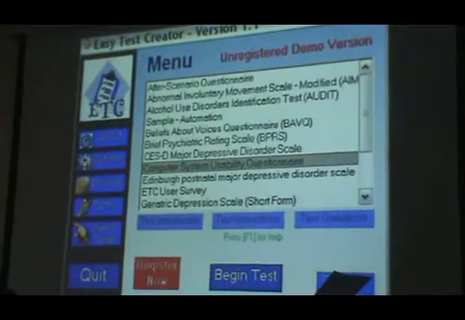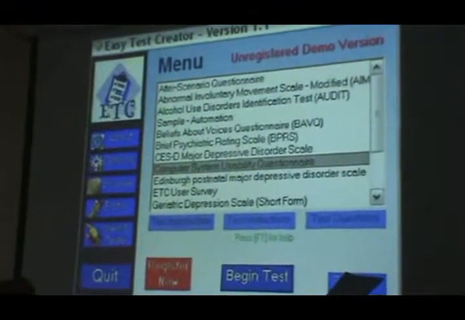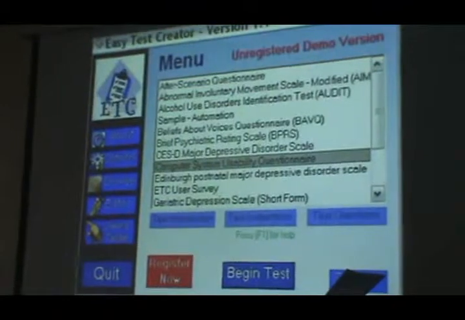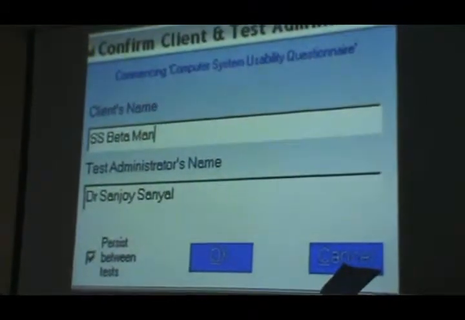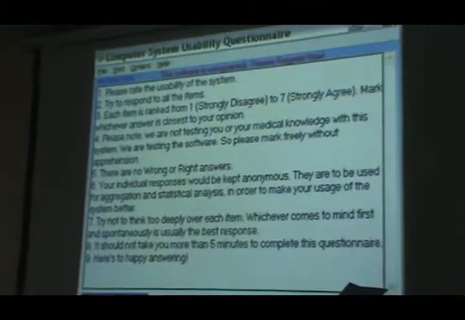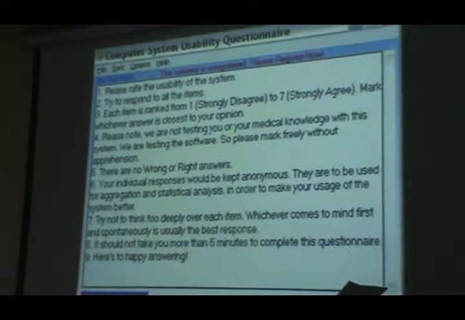So what I did was I fed those 19 questions into the software. And you can see it came up: Computer System Usability Questionnaire. It's a beautiful one. I was the administrator and I was also the first test person, so I gave myself a random name. And then, next point, giving the instructions to the students.